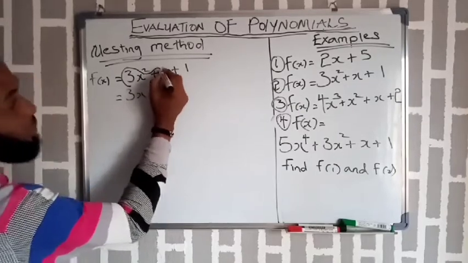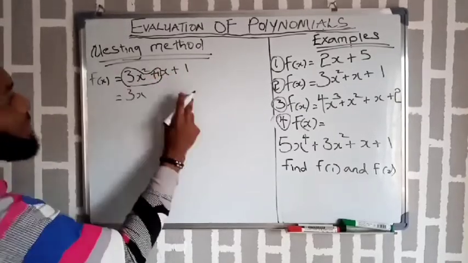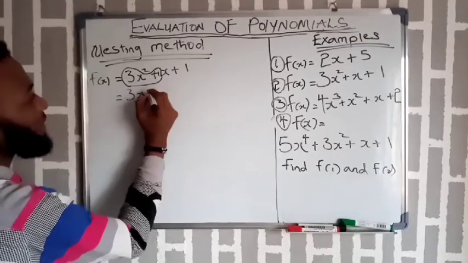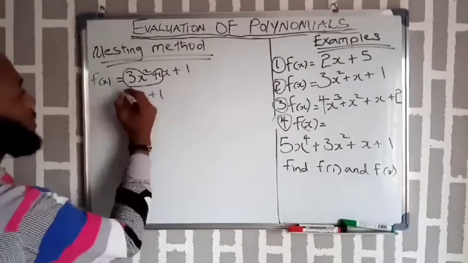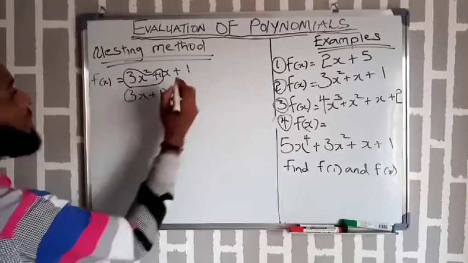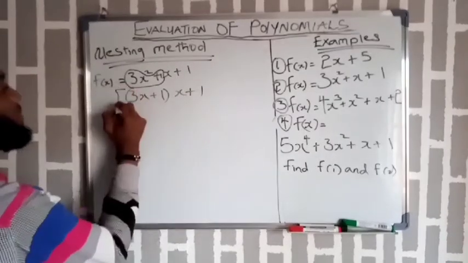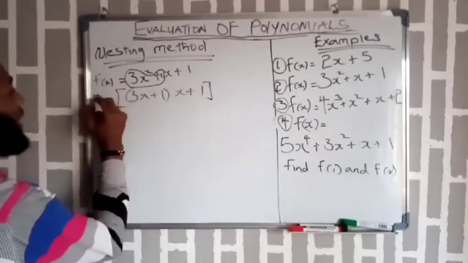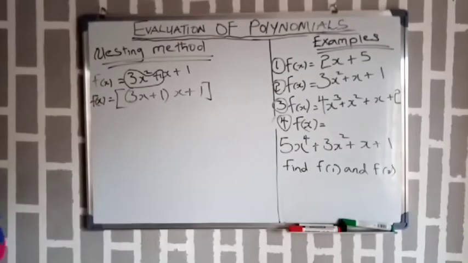Then, no, there is a 1 here, there's meant to be a 1 here, we'll pick this. Then we'll pick this, that's all. So this 3x plus 1, put this in bracket, then x plus 1 in a bigger bracket. F of x is still this. Yeah. So if you open up this, you would see that you still come back here.